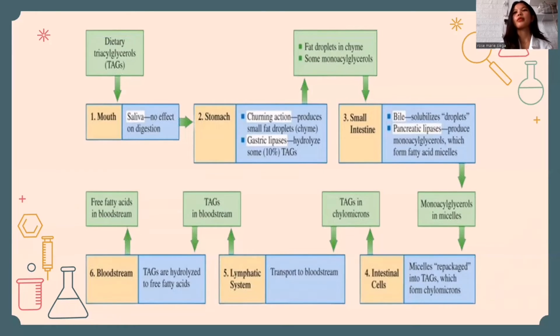These then associate with the bile salts and phospholipids to form micelles, which are much smaller than emulsion droplets. And that will be the bloodstream, which has the free fatty acids. The TAGs are hydrolyzed to free fatty acids. These are then transported through the lymphatic vessels and eventually enter the blood, where they are delivered to the liver, fat tissue, muscle tissue, and other tissues as well, where they can be stored or used by cells.